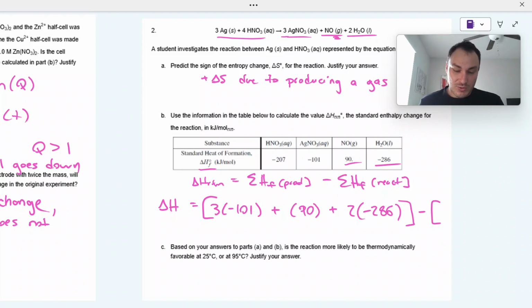The reactants: we have 3 solid silvers. Now, solid silver is not here. Oh no, what are we to do? Let's give up probably. No, that's just a joke.